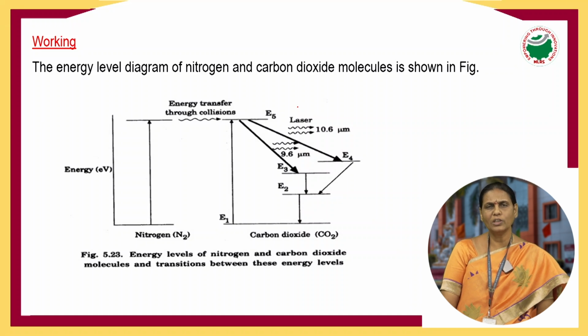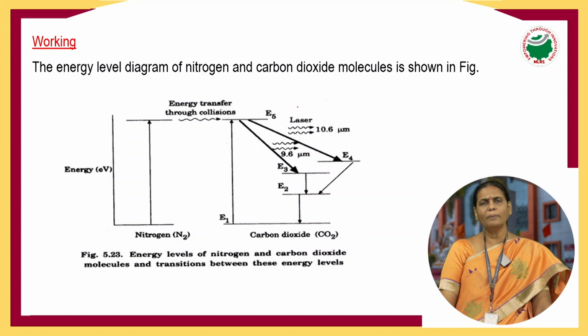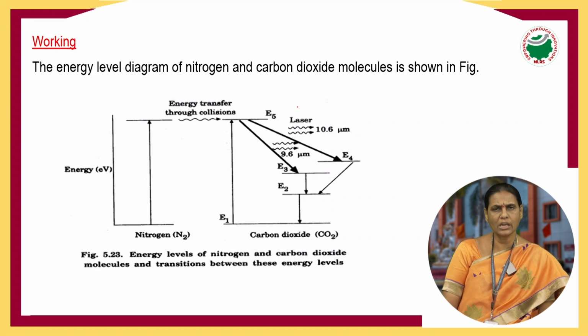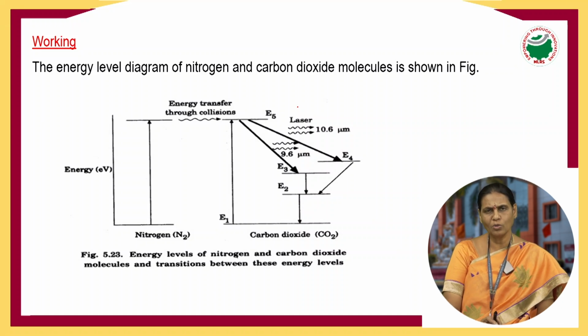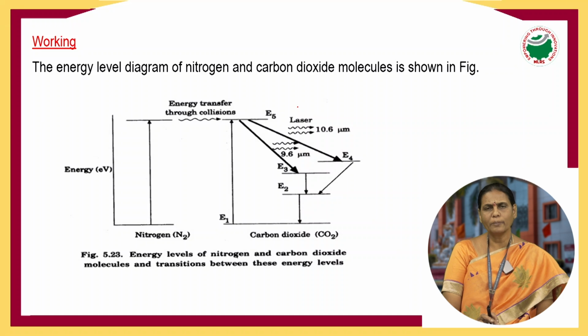Now through the process of collision, these nitrogen atoms supply energy for the carbon dioxide molecules which are in the lower energy state. Now the carbon dioxide molecules which are in the lower energy state, by absorbing the energy from the nitrogen atoms, jump to higher energy state. In this one, as I told you, we have taken the ground state as E1. So the highest energy state is E5. So through the process of collision, the energy from the nitrogen atom is given to the lowest energy state carbon dioxide atoms. Now the carbon dioxide atoms absorb the energy and get excited to the higher energy state, that is the E5 state.